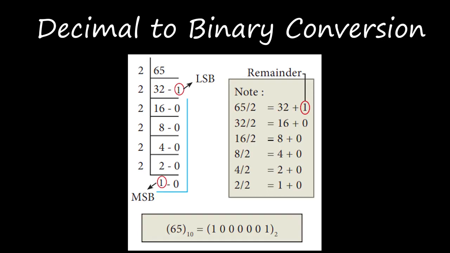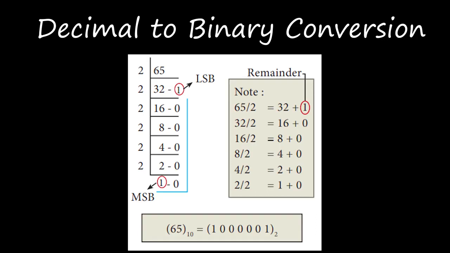And 16 divided by 2 is 8, remainder 0, no balance. Again 8 divided by 2 is 4, remainder 0, no balance. And then again dividing by 2, we get 2, remainder 0. Again 2 divided by 2 is 1, remainder 0, right?